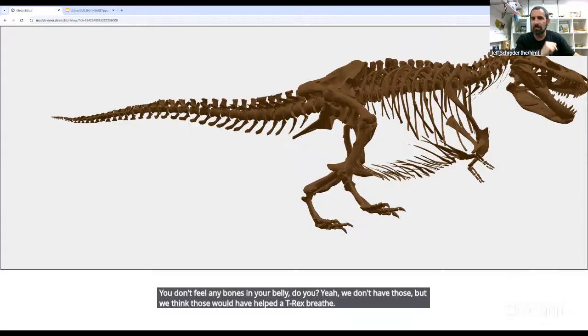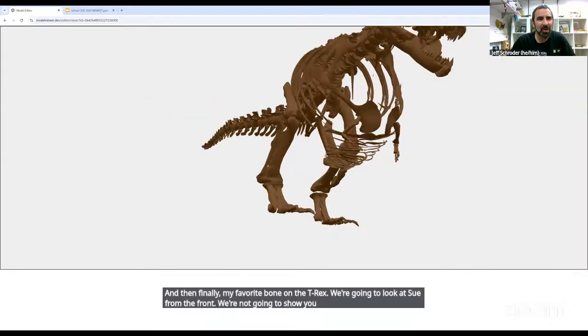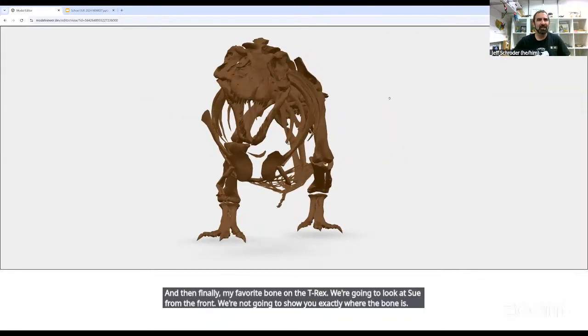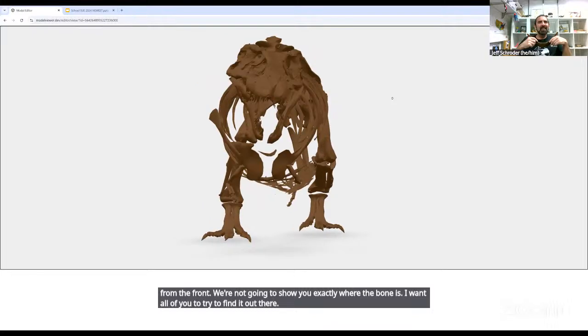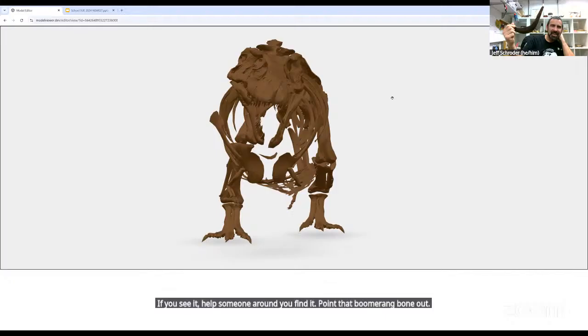And then finally, my favorite bone on the T-Rex. We're going to look at Sue from the front. We're not going to show you exactly where the bone is. I want all of you to try to find it out there. But you can see it here. It kind of looks like a boomerang. If you see it, help someone around you find it. Point that boomerang bone out. Find it? Bob, where is that bone? Right in the middle, that little boomerang bone.